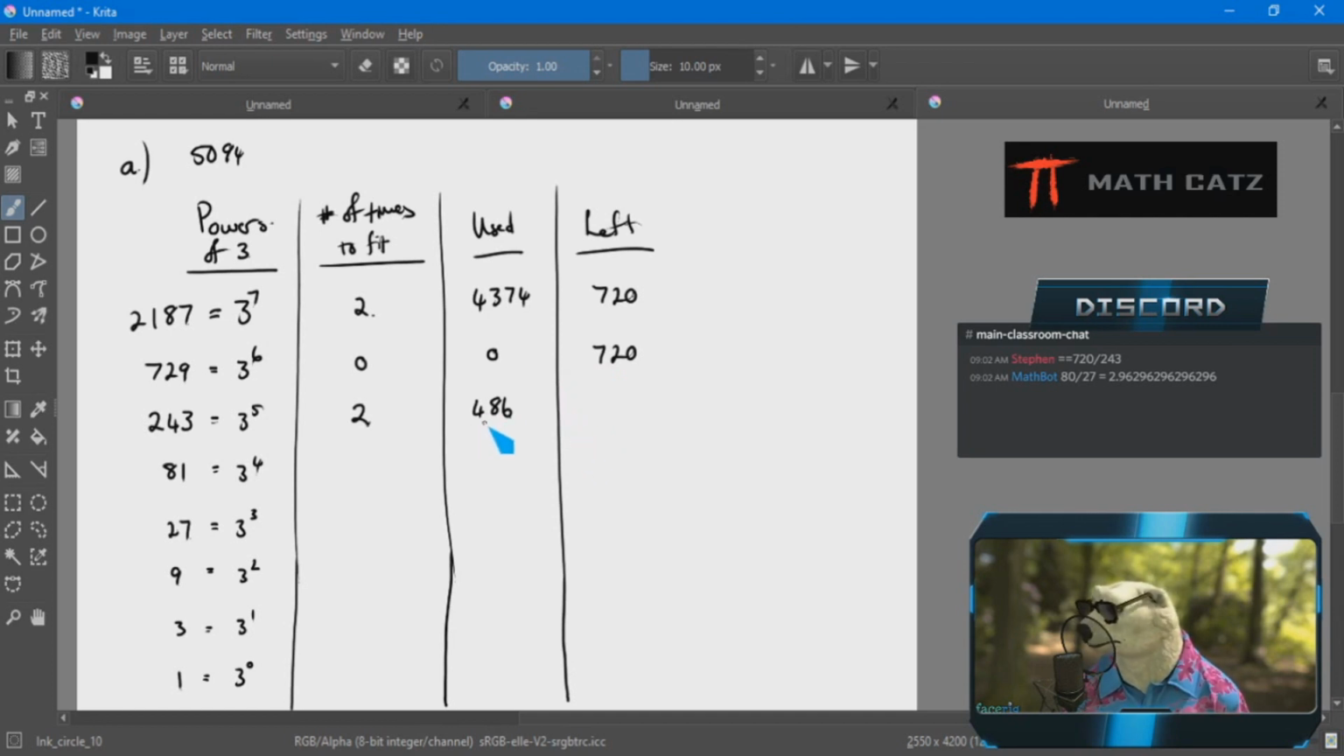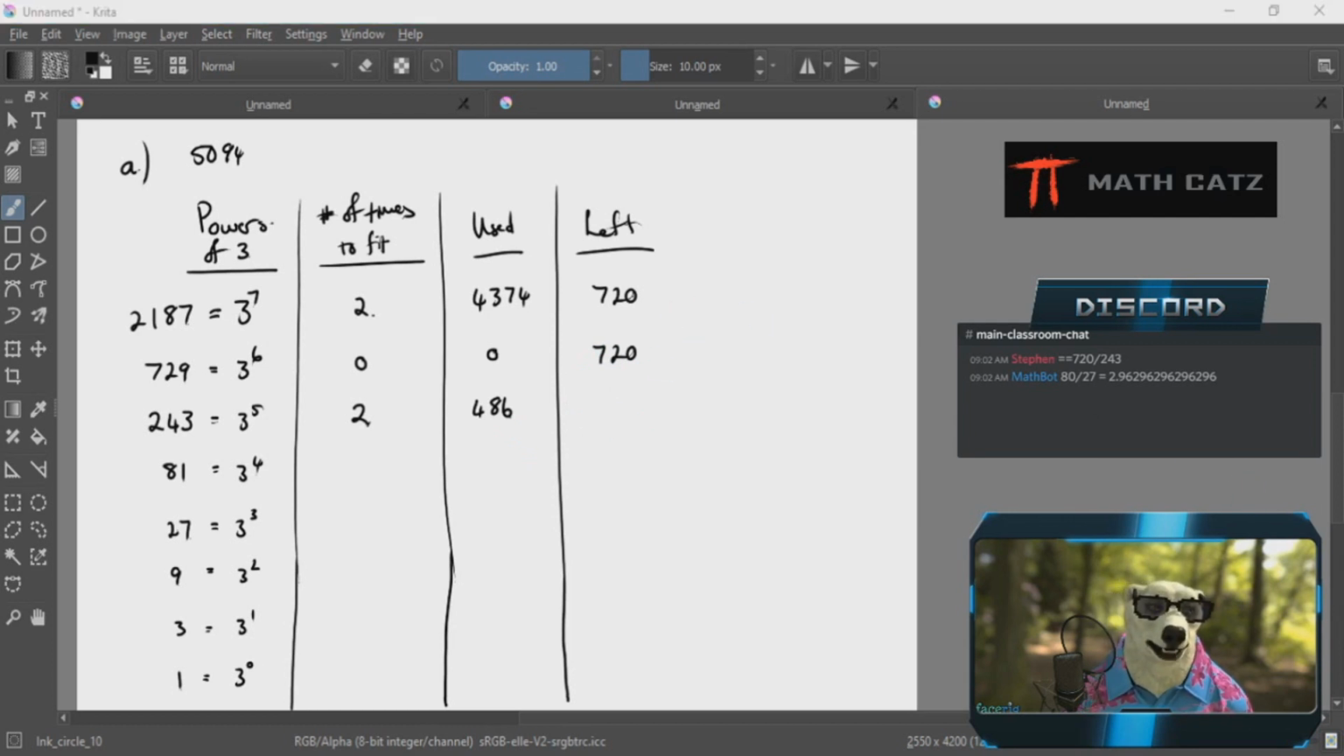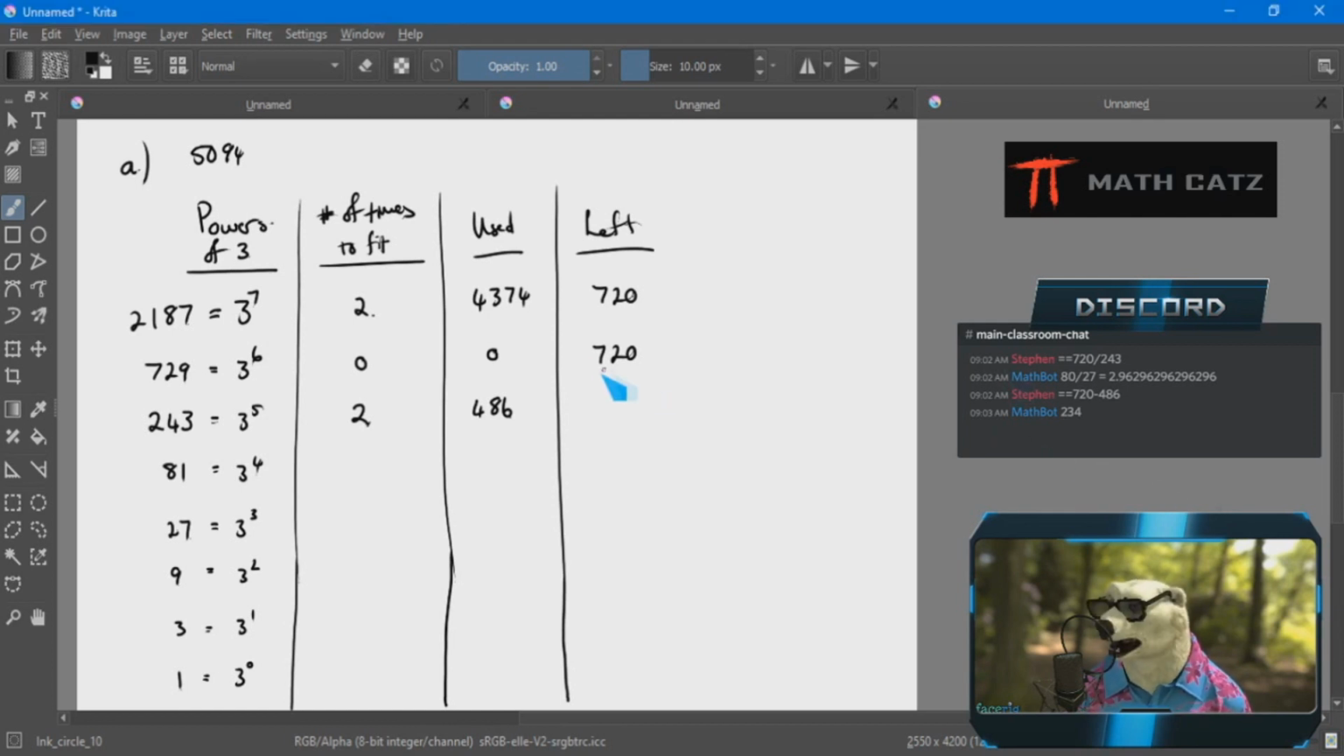Okay, so I've used, of the 720, 486, so I have a little bit left. Again, maybe you want to practice, maybe you don't. Up to you. Subtraction. 720 minus 486, and we get 234. Did I do that right? Sure.